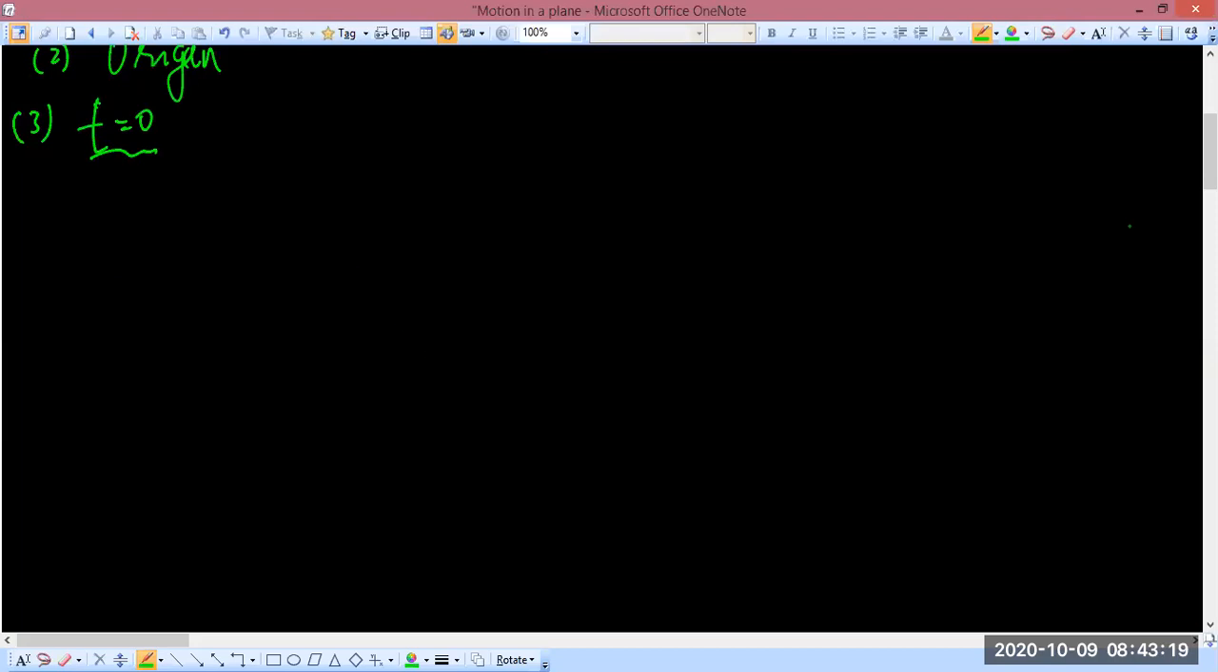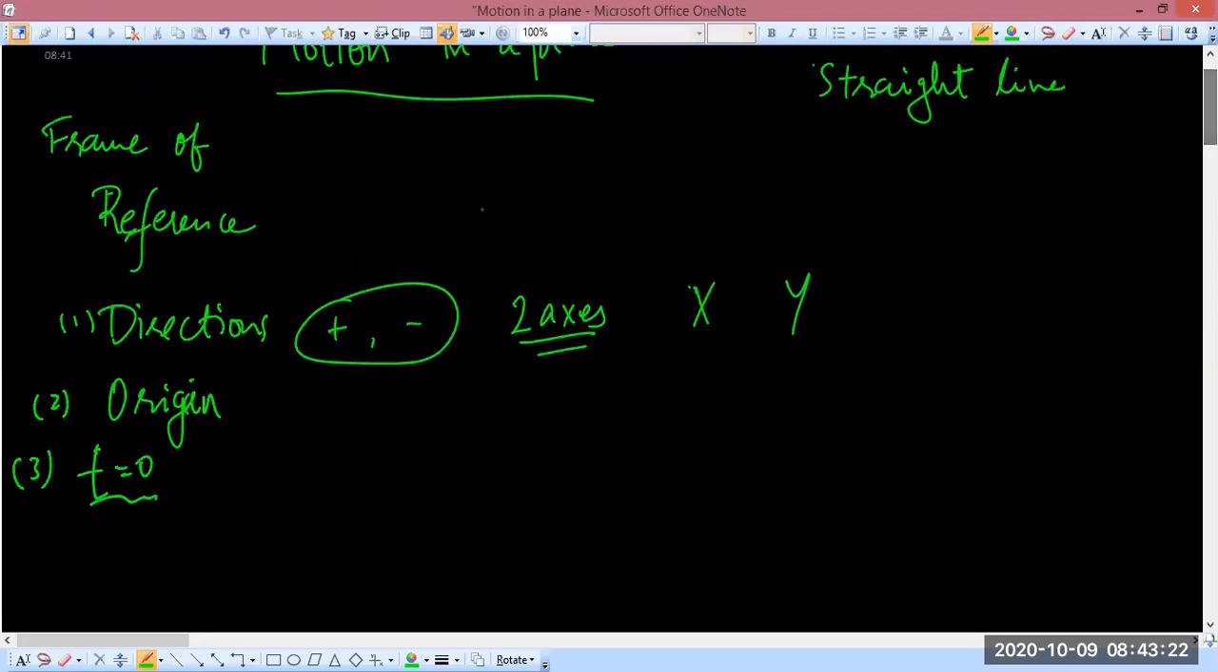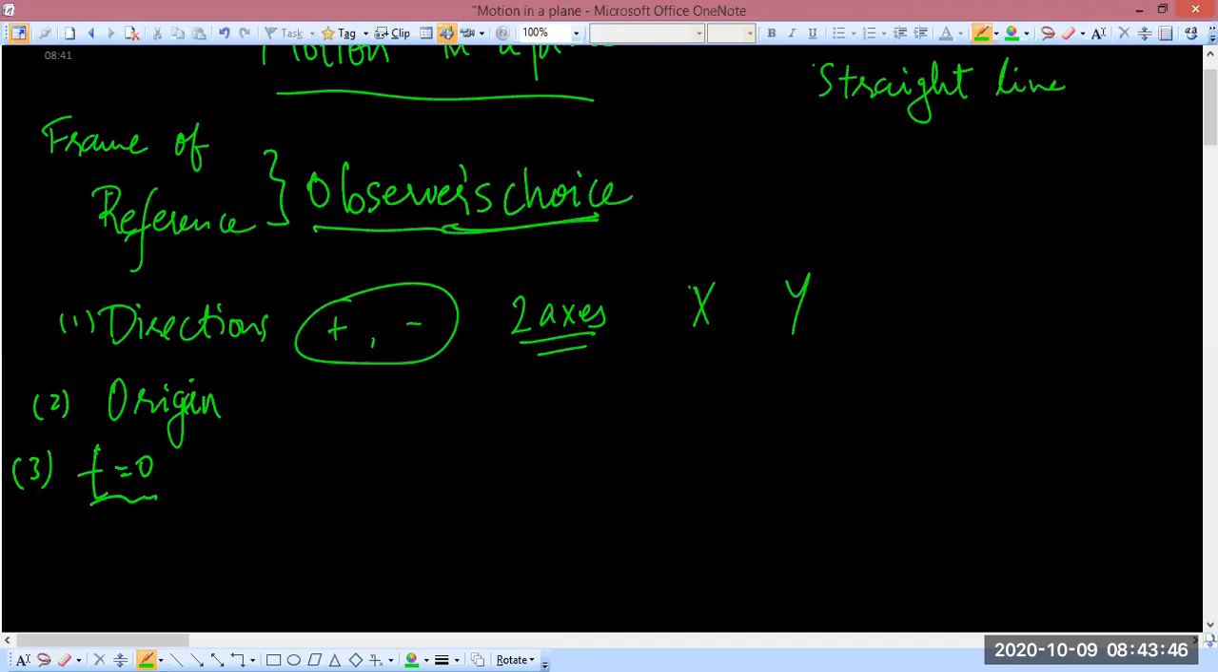Listen to this very carefully. I can choose anything as origin. I hope you remember that frame of reference depends on the observer. The observer says, I want to observe from here with this direction positive and this direction negative, then you have to allow it. You can't say, no, you can't observe it like this. So again, frame of reference is the observer's choice. All these three are the observer's choice. But yes, there is one rule: the x-axis and y-axis have to be perpendicular to each other.